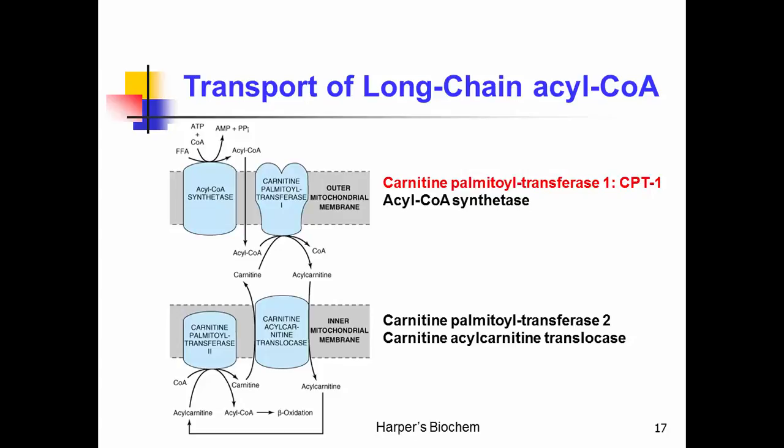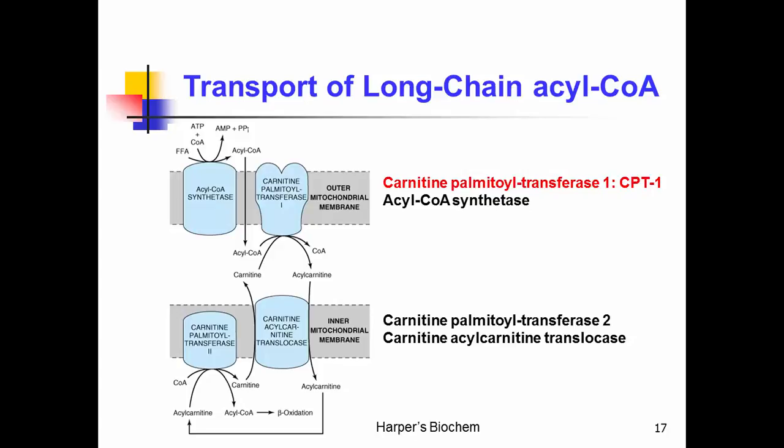So CPT1 is the key enzyme that controls fatty acid oxidation, basically controlling the transport of fatty acyl-CoA from the cytosol into the mitochondria, right? Which makes sense, right? If you can control transport, then you can control the rate of oxidation.